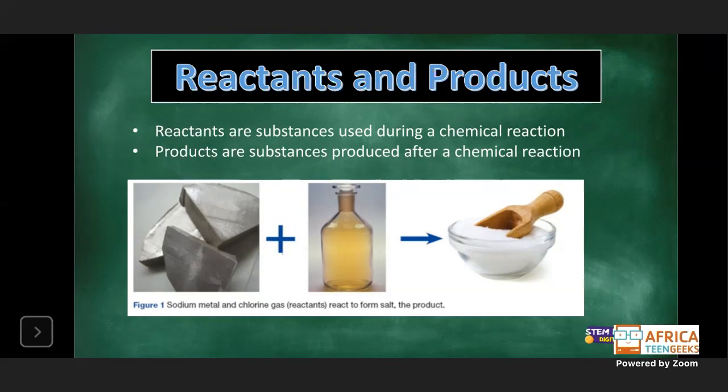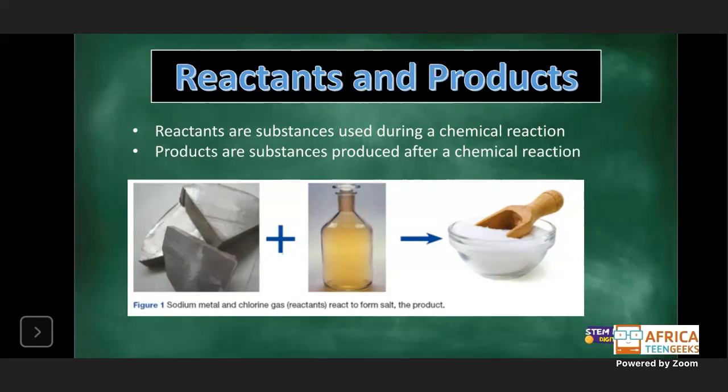All right, so we can basically think of reactants as ingredients that we use for cooking, right? If you want to bake a cake, for example, you would use your flour, your water, your baking powder, and all of that. So that would be referred to as our reactants. And then the final product, which is the cake, would be our product. Okay, so similarly in chemical reactions, that is what's taking place. So reactants are substances that are used during chemical reactions, and then products are substances produced after a chemical reaction.